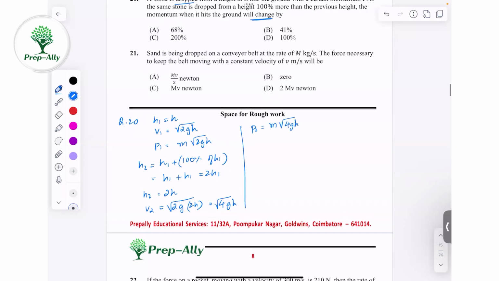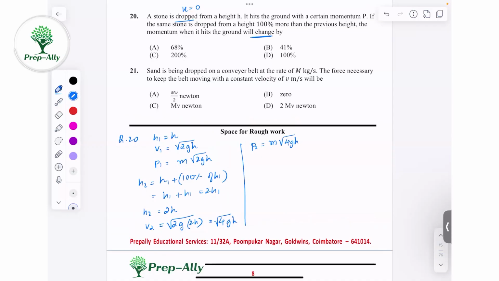Now the question asks is the momentum, the percentage change in the momentum. That is change in momentum by initial momentum into 100. That is going to be P2 minus P1 by P1 into 100. This P2 is going to be m root over 4gh minus P1 is m root over 2gh by P1 into 100.